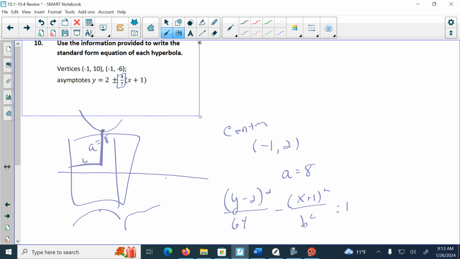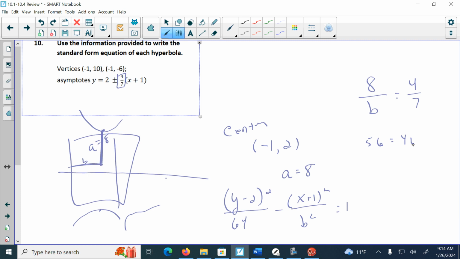So my rise is going to be 8. So my rise is going to be 8 over my B, which is going to be my run. That has to equal my slope, which is 4/7. So I'm going to multiply. So we get 56 is equal to 4b. Divide both sides by 4.